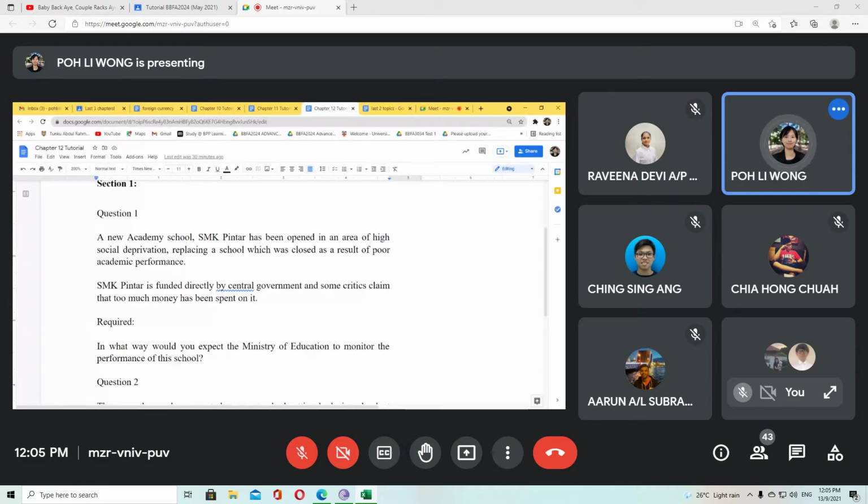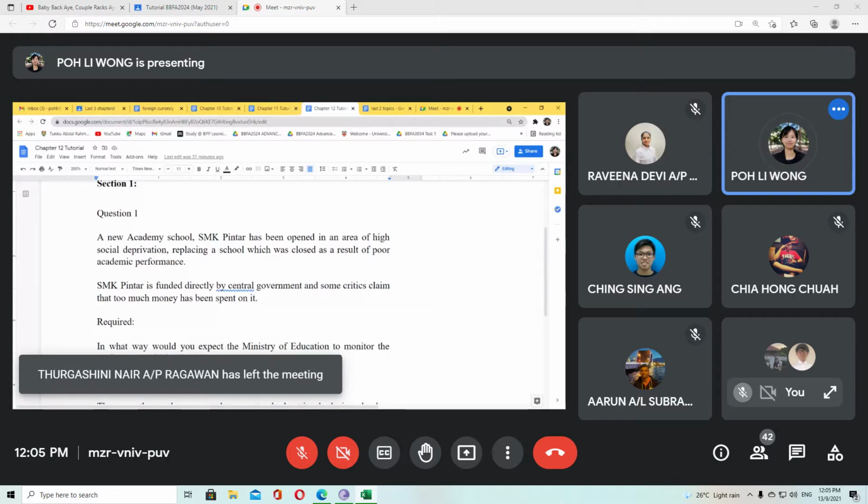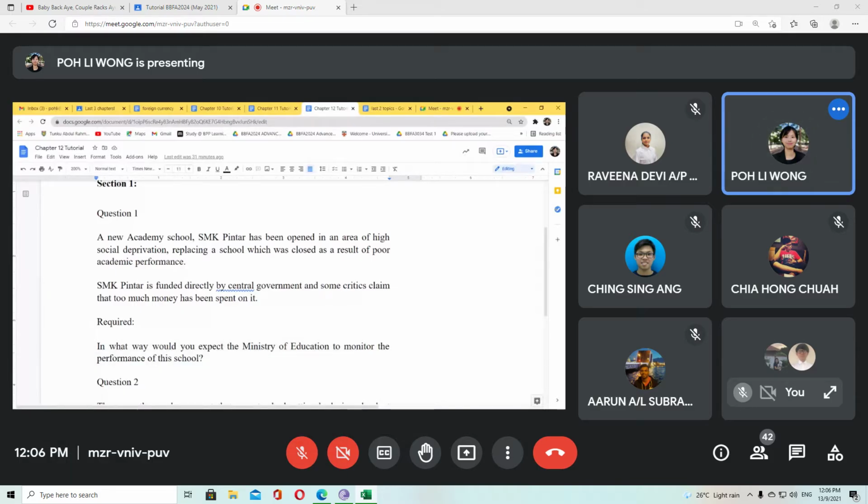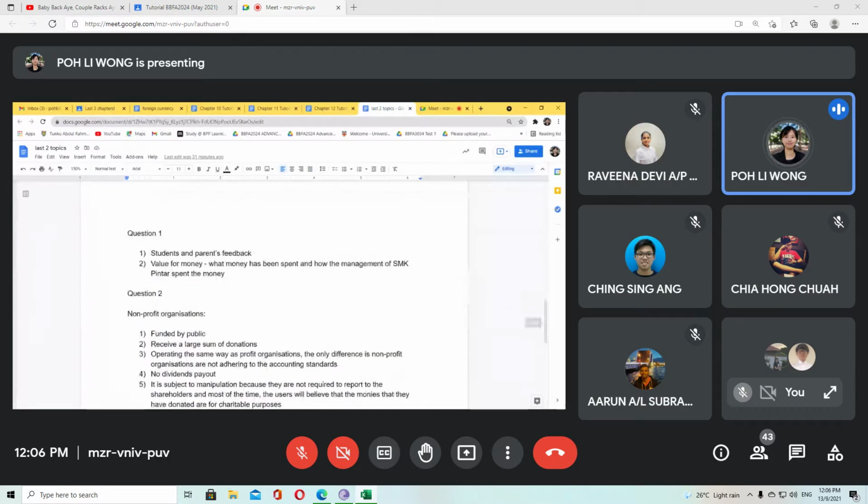So basically, you can answer this question based on your concept, based on your perception about TAR UC. It is actually the same. TAR UC was once funded by government partially. And in order to measure the performance of the school, which means to maintain the quality of TAR UC, you can think from your perspective, what are the methods that you want to have in order to maintain the quality of TAR UC. Example here was like students and parents feedback, and of course the value for money.